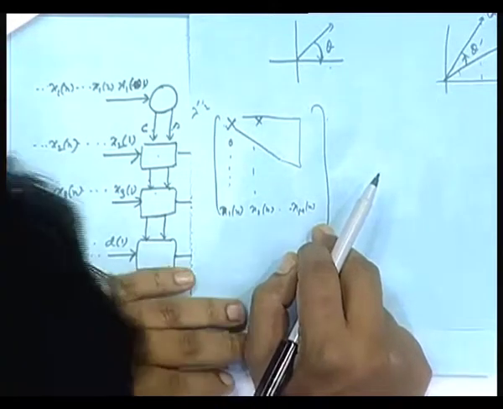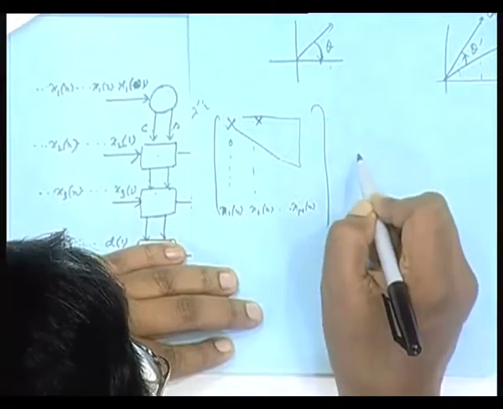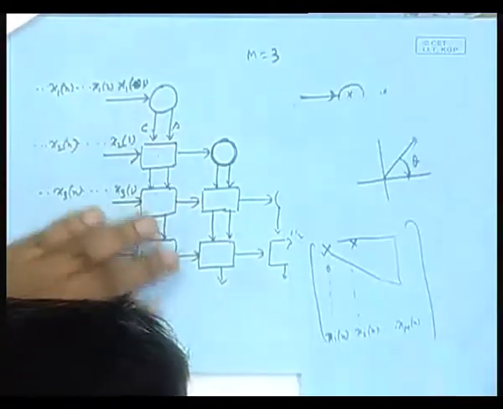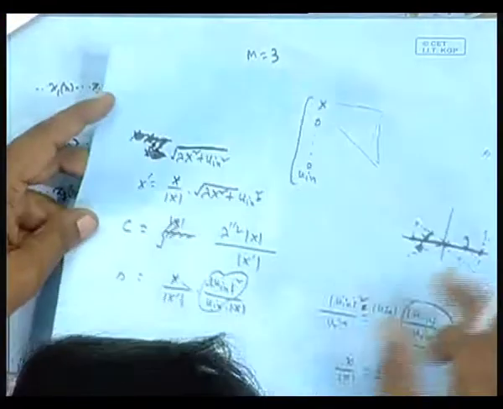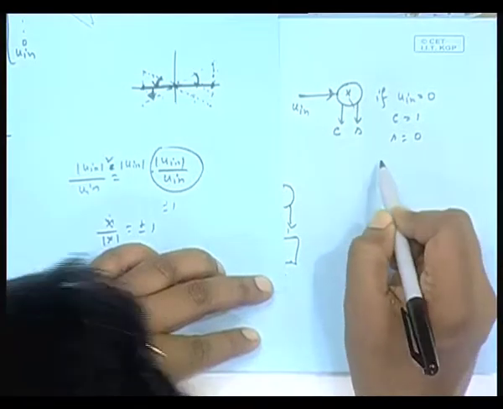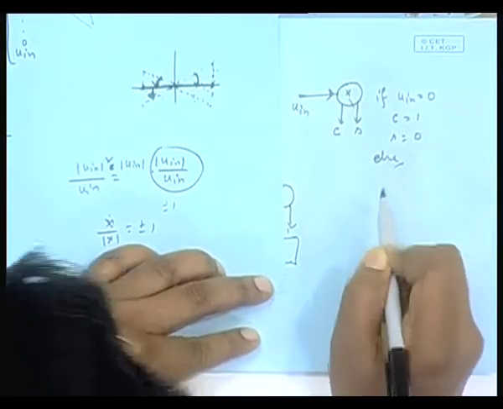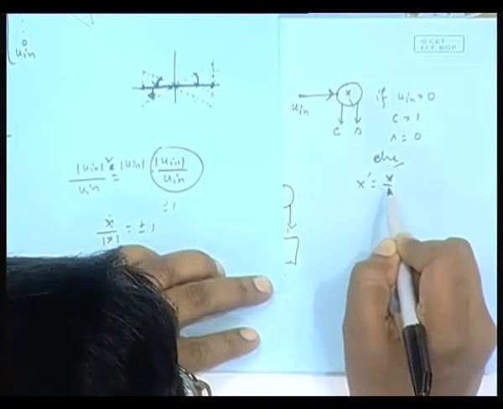That means, what it will do? It will replace this x by this. This is the processor I was writing. Let me just quickly complete this processor thing. Else x prime, this is just repetition of what I wrote.